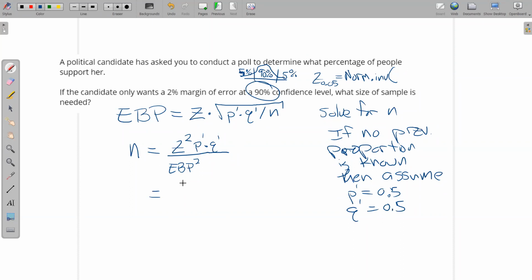So then we would have the 1.645 squared times our 50% guess at p prime, which makes q prime also 50%. And then we divide by what she hopes for a margin of error, which has got to be a decimal, so that would be 0.02, and that's got to be squared. So the z-score gets squared, the margin of error gets squared, and then we get p prime times q prime there. So then we whip that out on a calculator.